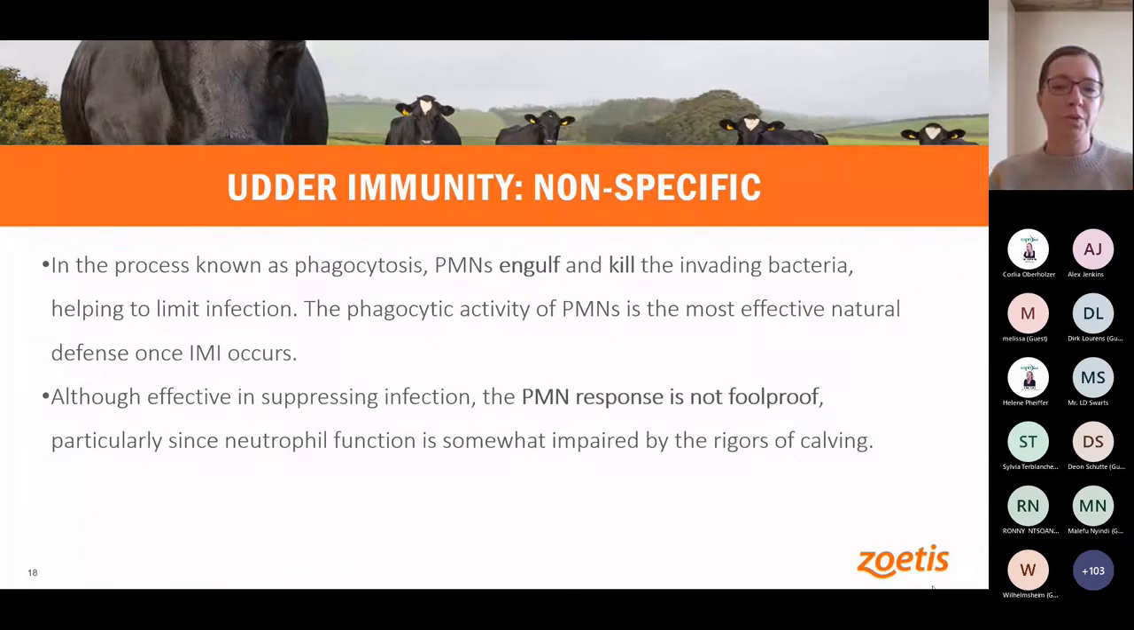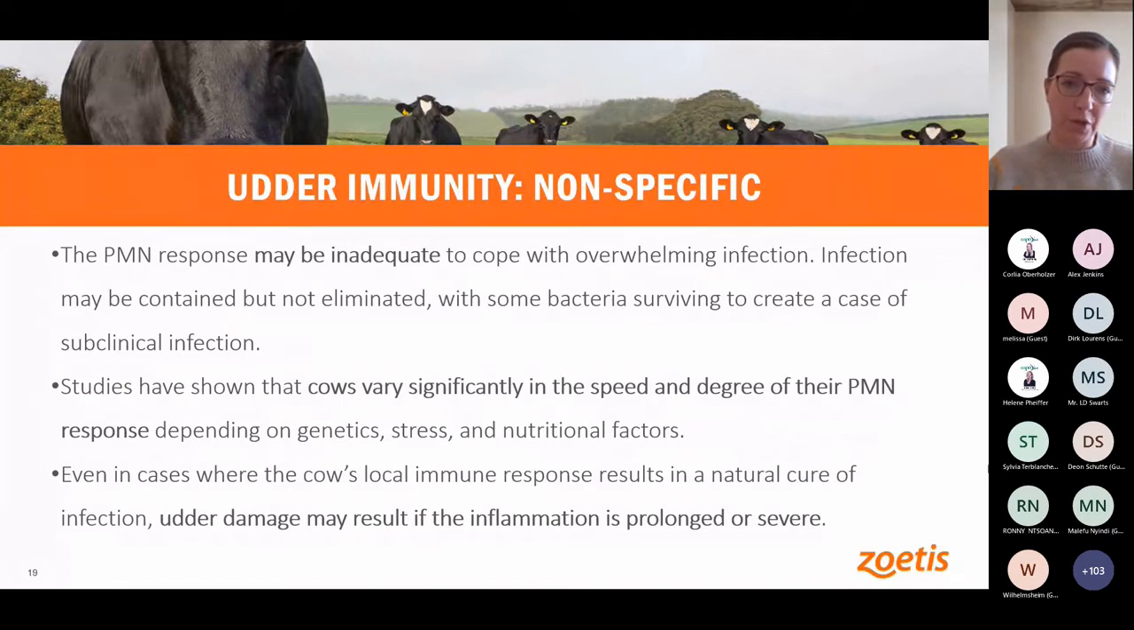Right, so I was talking about the polymorphonuclear cells earlier. Like I said, their job is to come in and engulf and kill that pathogen to help limit the infection. But this response isn't foolproof, all right? Especially if there is immunosuppression, especially around the time of calving. Okay, so if that happens and these neutrophils are inadequate to cope with the overwhelming infection, this means that the infection cannot be eliminated. There might be some bacteria that survive and can create a subclinical infection.